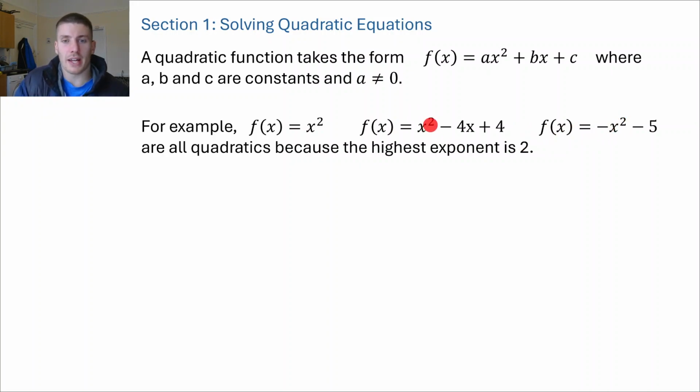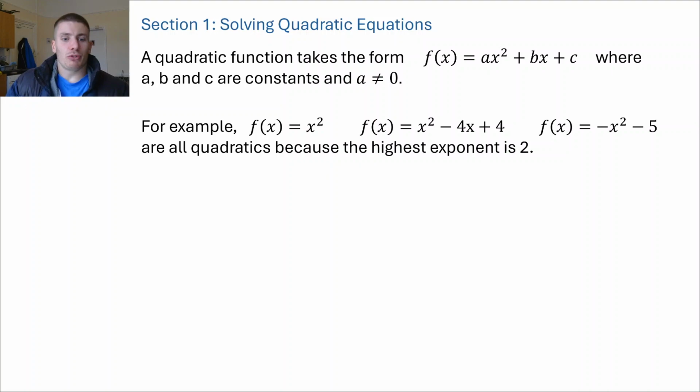A quadratic could just have one part, the ax squared part. In this case, the a is 1, so 1x squared. It could have three parts: ax squared, so 1x squared, take away b is negative 4, and that c value is 4. And then here you've got negative x squared, so a would be negative 1. There's no bx part, so b would be 0 in this case, and c is negative 5.